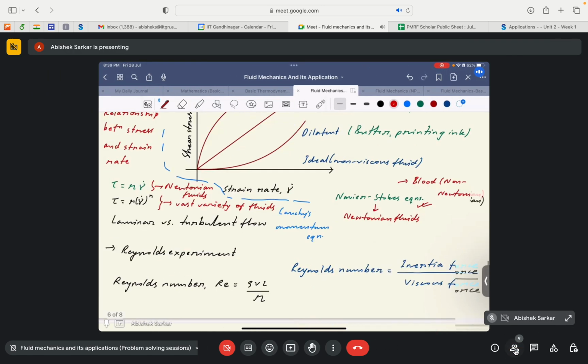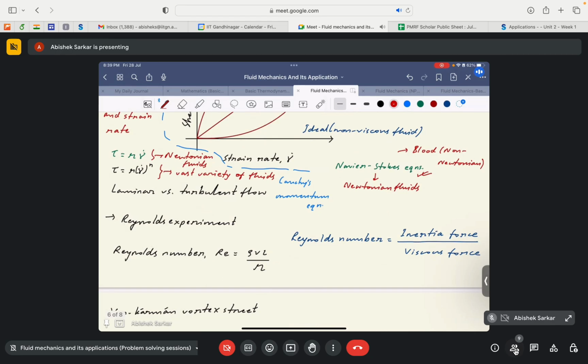Okay, so again, I briefly discussed the Reynolds experiment. I would suggest that you look into Professor Gupta's lecture. There it's very nicely shown through proper diagrams and animations, where the experiment was done to let us know about the two different kinds of flows, that is, the laminar and turbulent flow, okay.